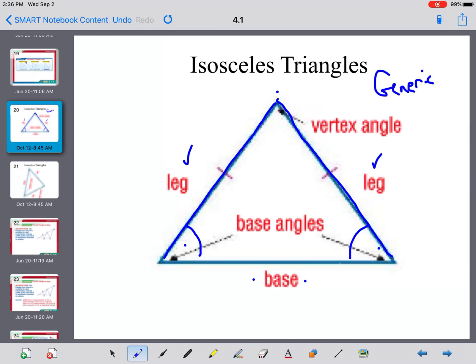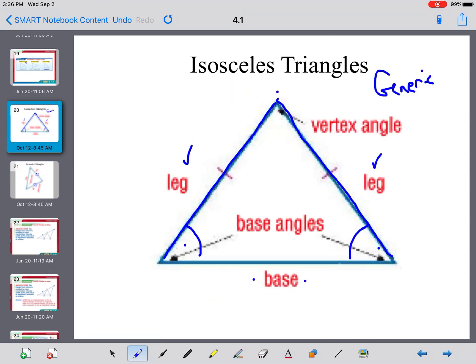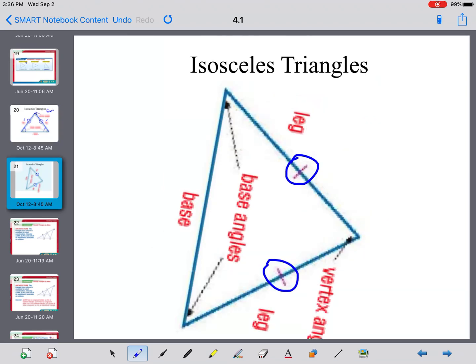Now, this is what I'm going to call a generic isosceles triangle. I say that because they don't always come with the base on the bottom and the vertex on the top. They just don't always come that way. Sometimes they come flipped around sideways, and the base is on the left or the right or the top or whatever. But what I really want to make sure you see is that the legs are the congruent sides, no matter what. The legs are the congruent sides.